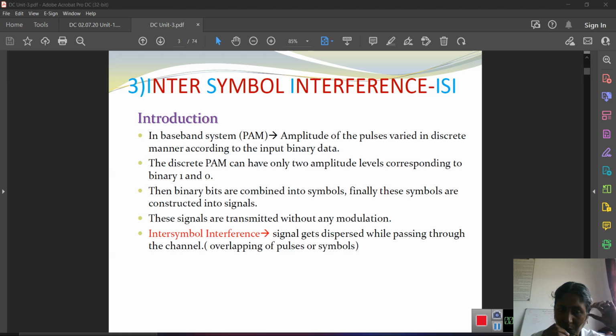So how is intersymbol interference formed? Intersymbol interference is one of the error signals. A signal gets dispersed while passing through the channel. So simply we can say it is the overlapping of pulses or symbols.